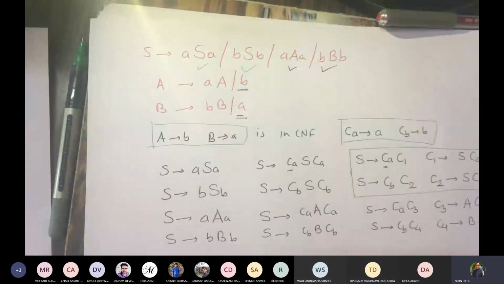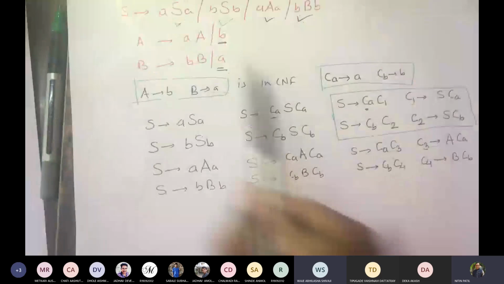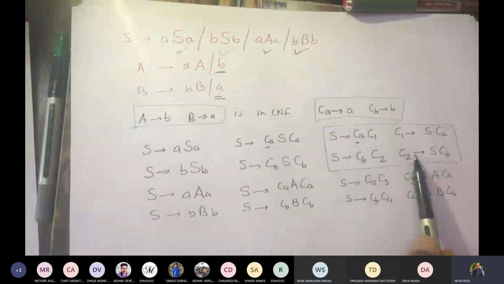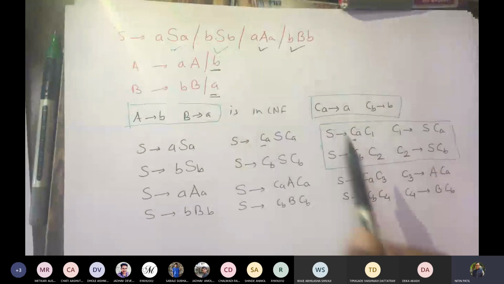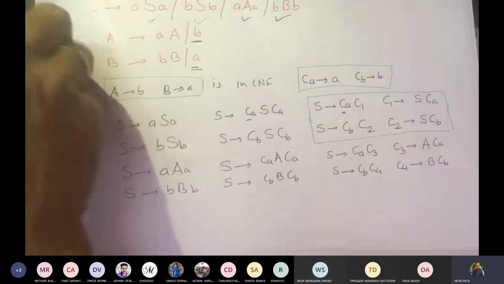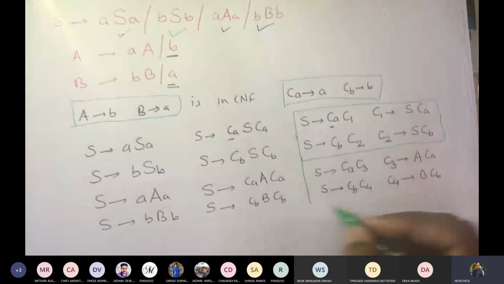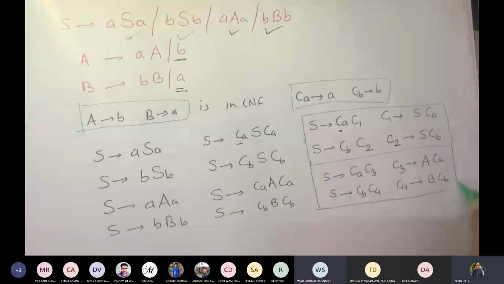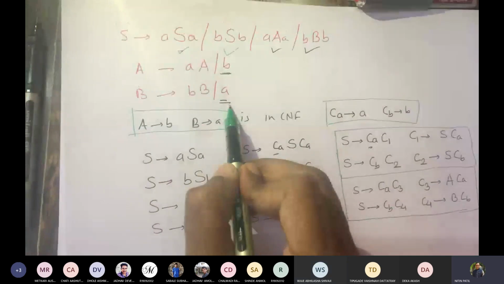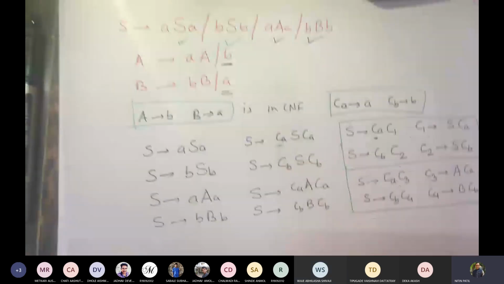Now what is remaining? See, this production resulted in two new productions. This production resulted in these two new productions. This one also resulted in these two new productions. This one also resulted in this new production. So you got these new productions now. Correct? What is remaining? This one is done. This one is done. What is remaining now? These two. So we will write them.